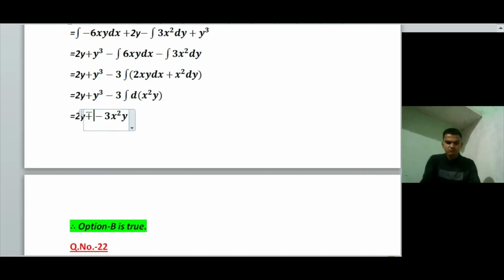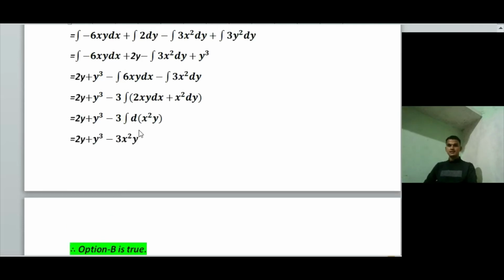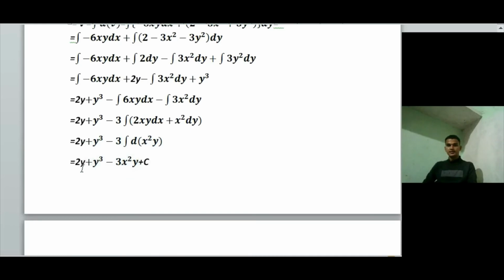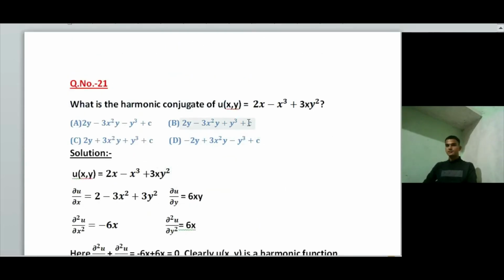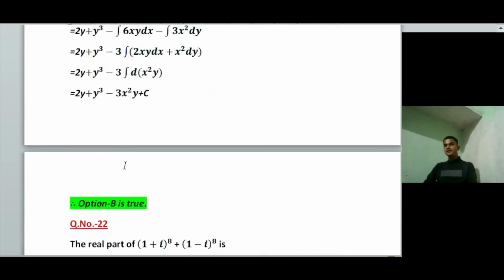So you can see 2y plus y cube minus 3x square y plus c. So this is the answer. So option B is true. This is the answer. Option B is true.